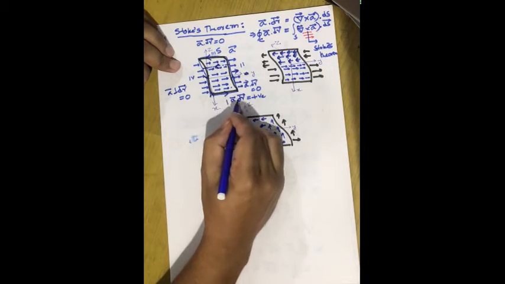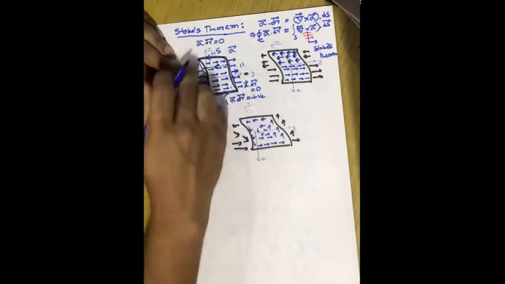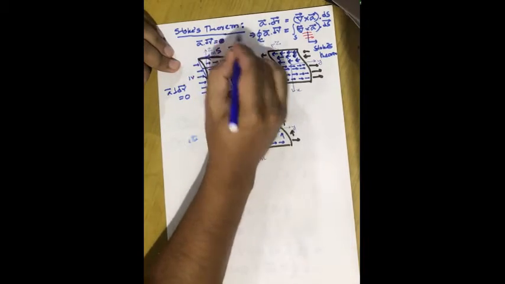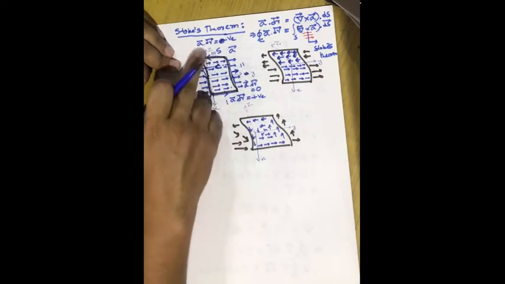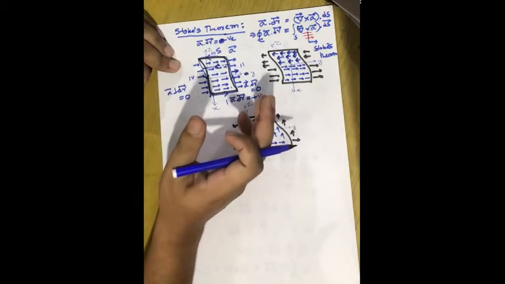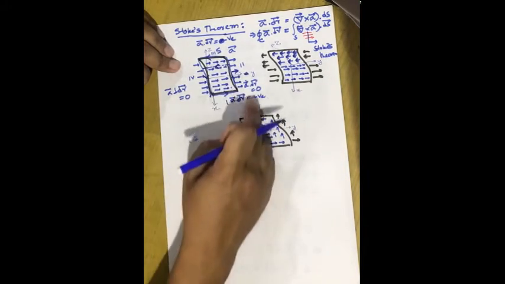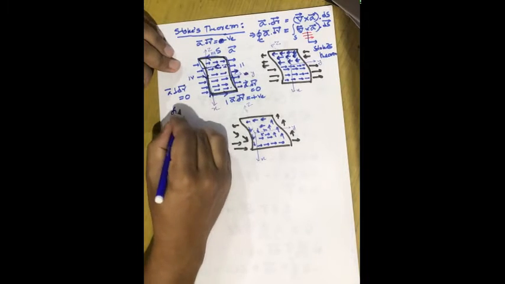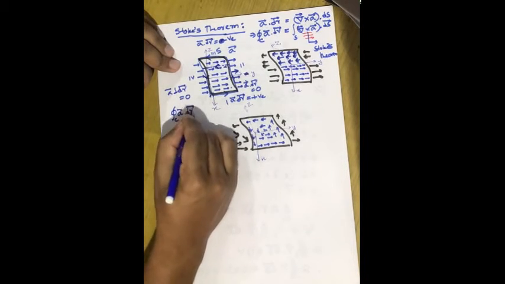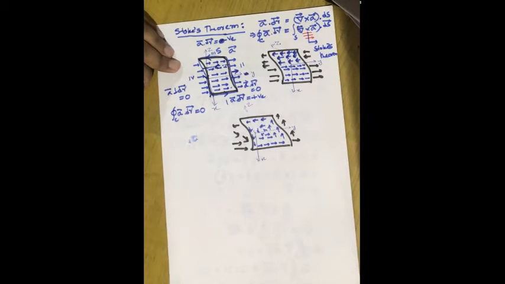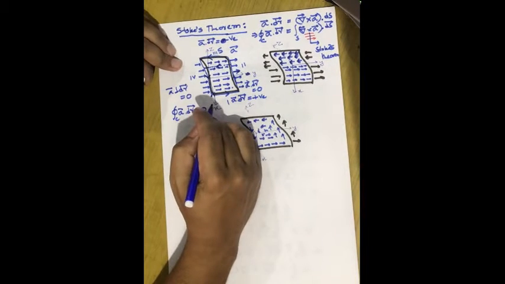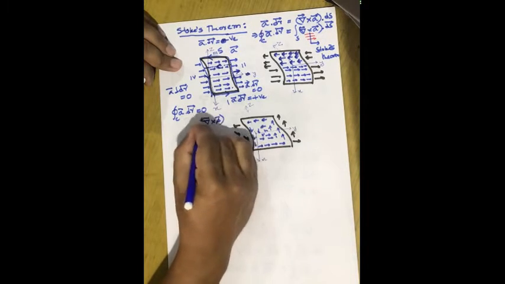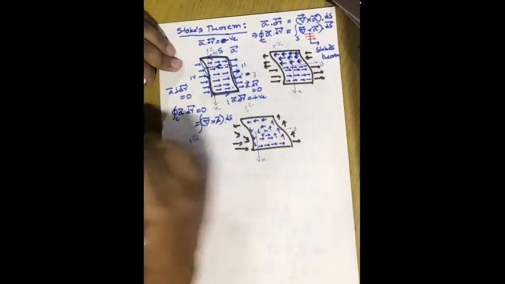Now A dot dr is positive along path 1 and A dot dr is negative along path 3, because A and dr are 180 degrees to each other. So if we sum up everything, the closed line integration of A dot dr is equal to 0. If A dot dr is equal to 0, therefore the curl of the vector A dot ds will also be equal to 0.